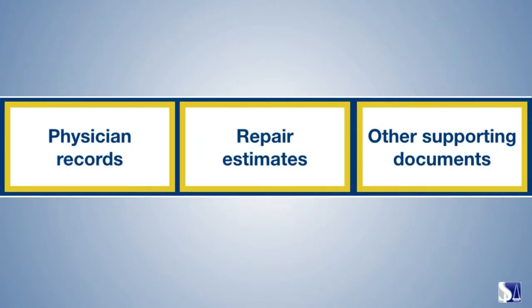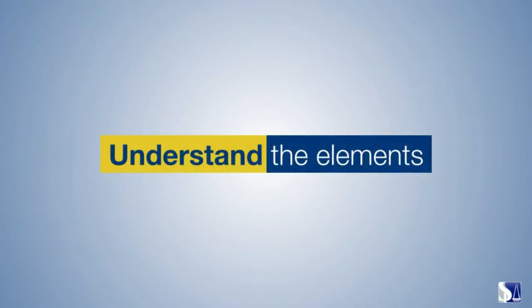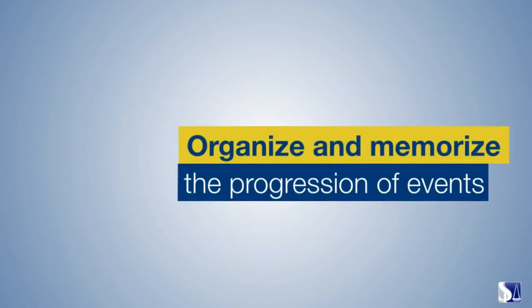Connecting the events. Before speaking with the claims adjuster, make sure you understand the above elements and how they're connected. Look at them as pieces of a puzzle that fit together to form a complete picture. To effectively negotiate your claim, you must be able to move back and forth freely among the elements without confusion. Organize and memorize the progression of events.